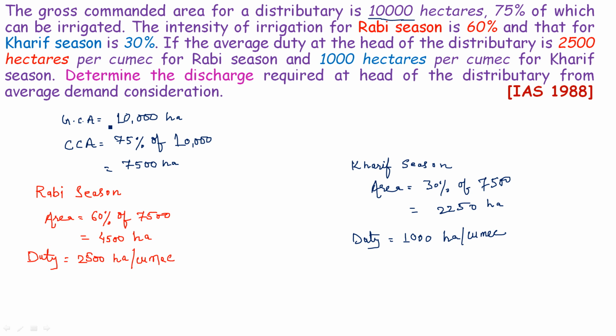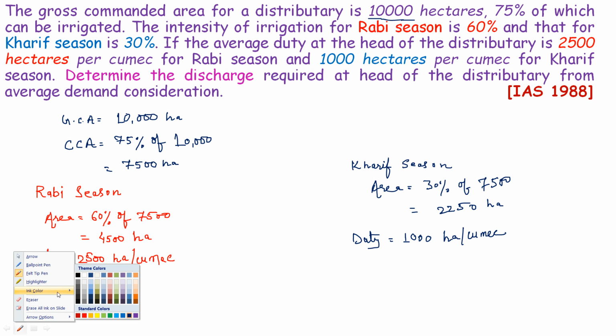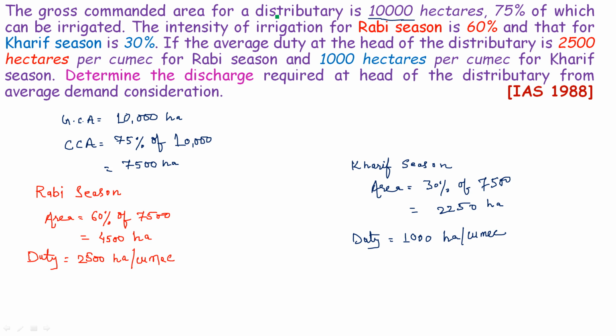Now it is asking to determine the discharge required at the head of the distributary from the average demand consideration. So now the discharge. We know the relationship between the discharge and duty. Just remember this formula: area is equal to duty into discharge.